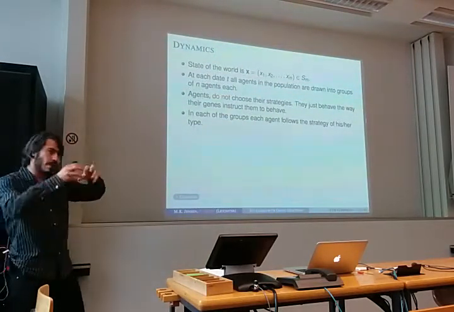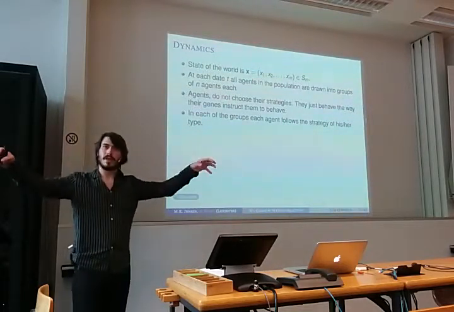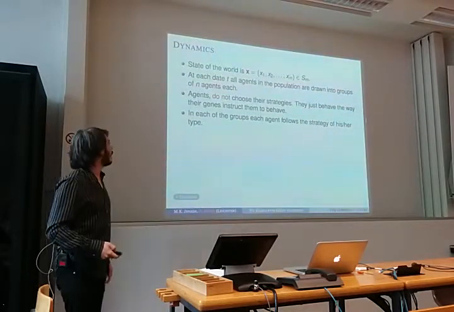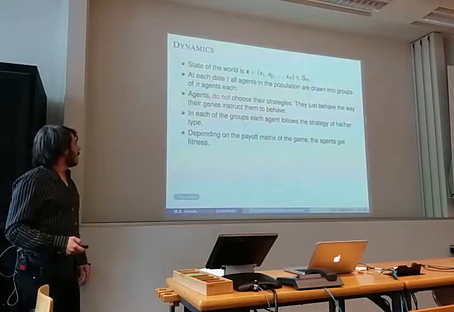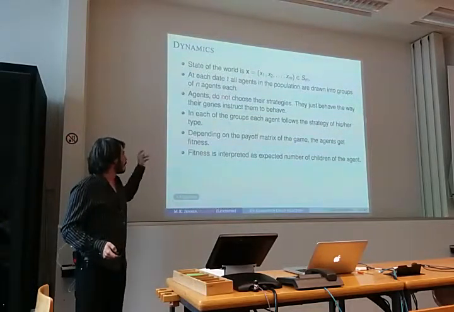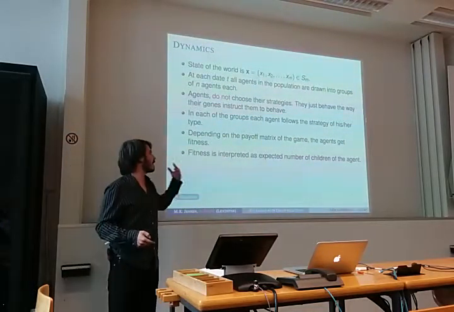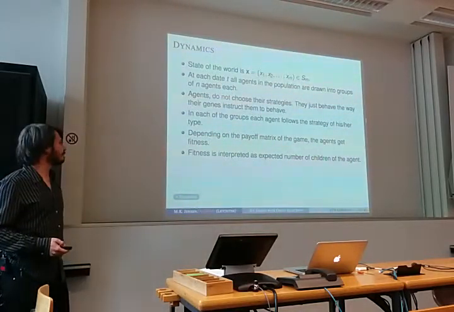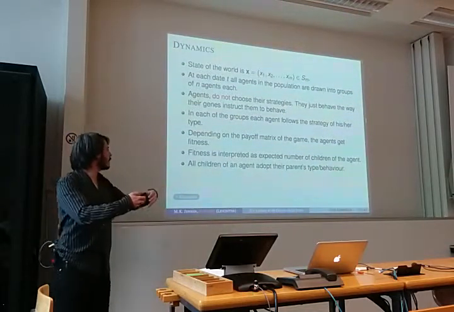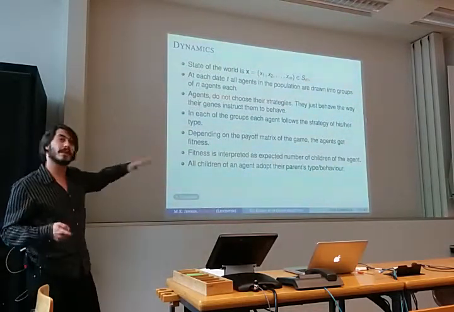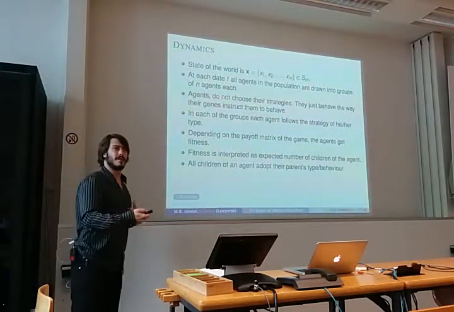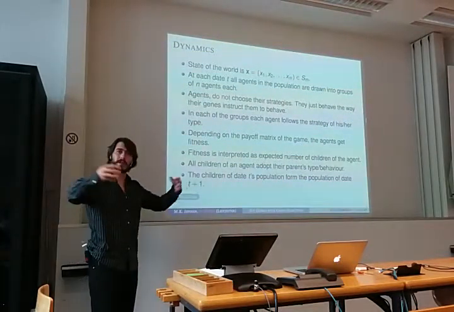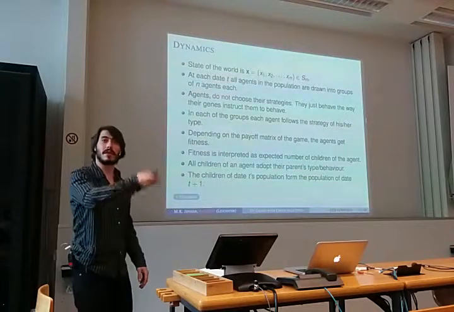Now, they're drawn into groups. All of the population is drawn into groups, and then they follow the strategies that they were meant to follow, and they get payoffs based on that. They get payoffs in terms of fitness, and fitness is interpreted as an expected number of children that this individual will get. After that, all children adopt their parents' behavior, right? And then we aggregate the children population, parents die, and we have the population at the next stage.